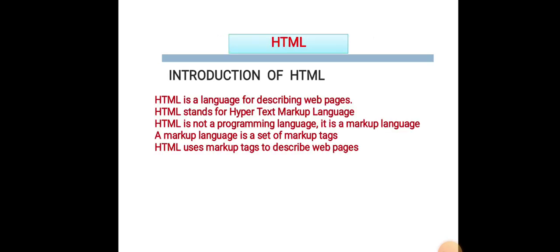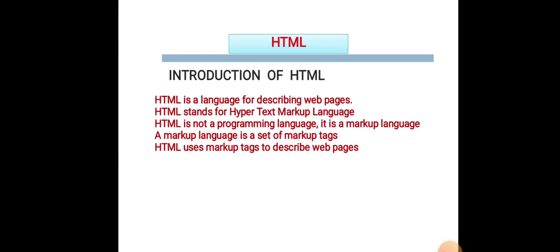So first we must know what is HTML. The abbreviation of HTML is Hypertext Markup Language. HTML is a language for describing web pages. As I already told you, HTML stands for Hypertext Markup Language. It's not a programming language, it is a markup language. The markup language has a set of markup tags.